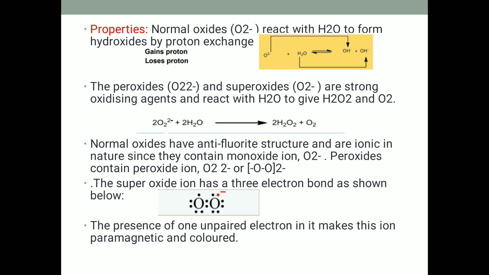Normal oxides have an anti-fluorite structure and are ionic in nature since they contain the monoxide ion. Peroxide contains the peroxide ion. The superoxide ion has a three-electron bond as shown below. The presence of one unpaired electron in it makes it paramagnetic and colored.